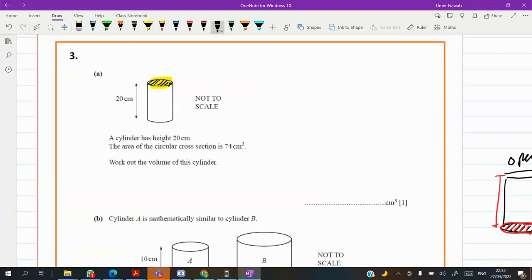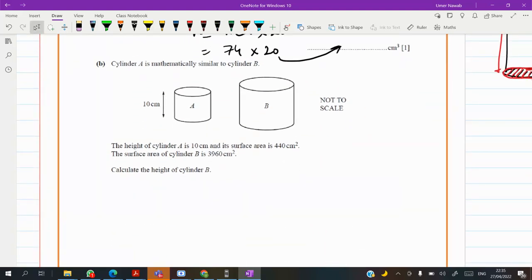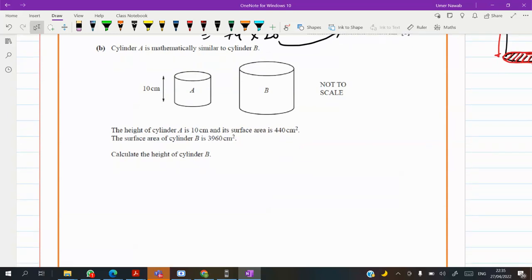And in prisms, if you know the area, you just need the cross sectional area times the height, which is 20, and that will give you the volume. So the cross sectional area was 74, times 20 will give you this answer. Now this is a similarity concept, and those students who solved the similarity worksheet can easily simplify it.